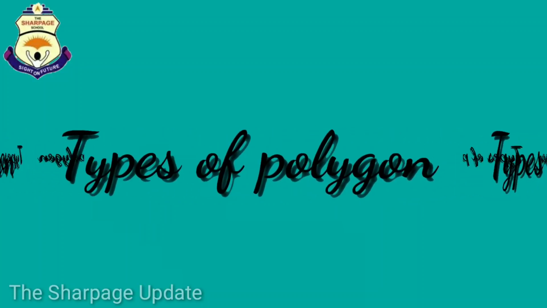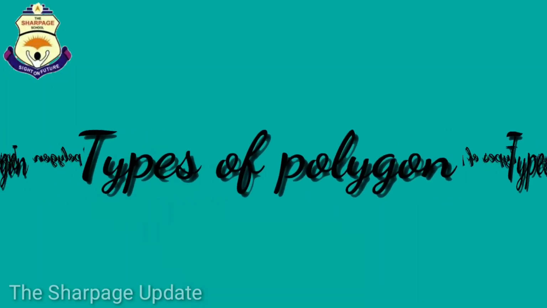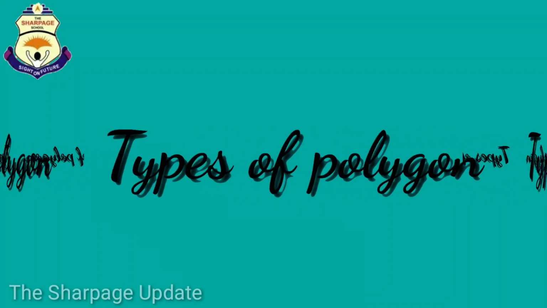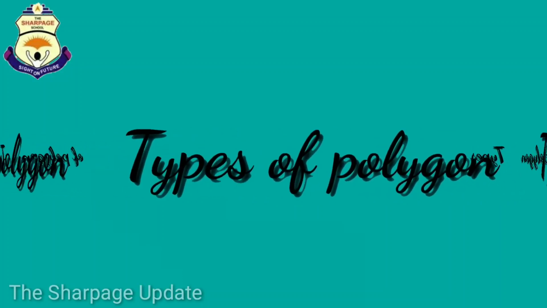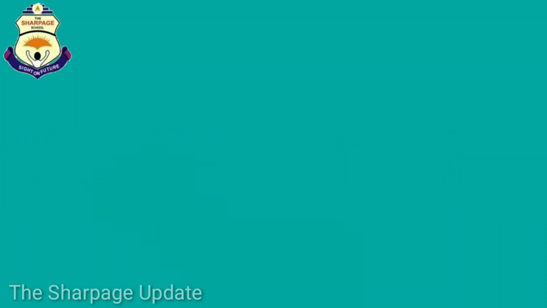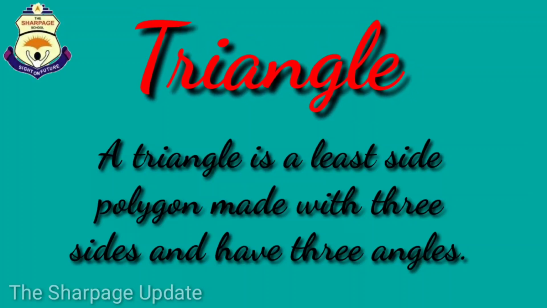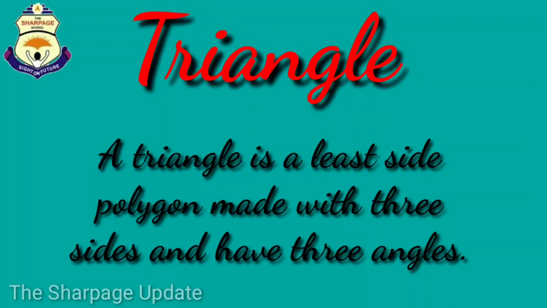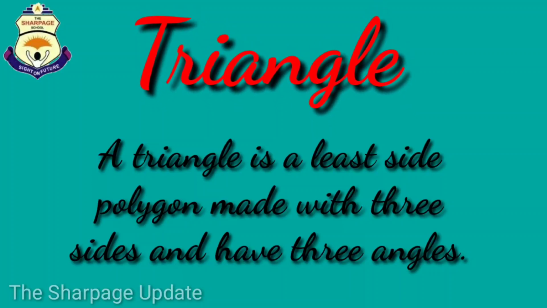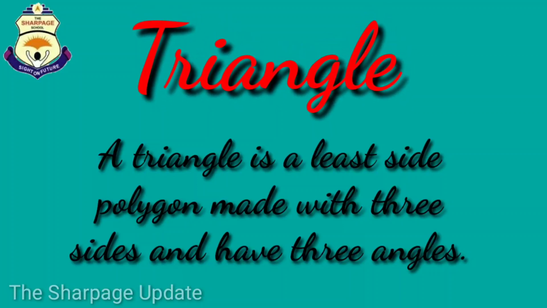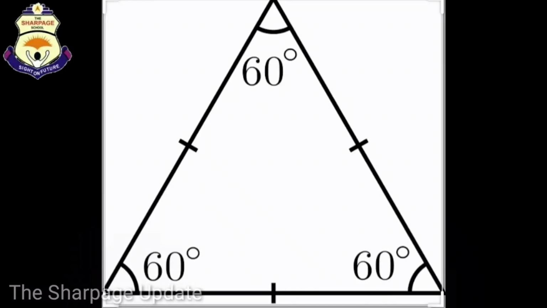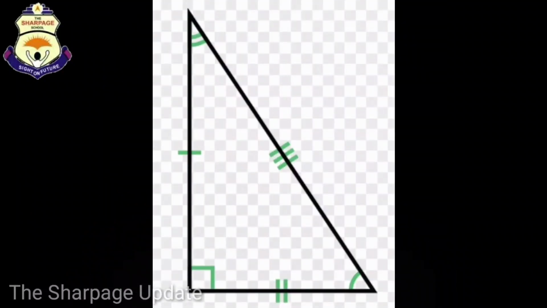Now we are going to discuss different types of polygon. Polygons are classified based on the number of sides they have. First polygon is the triangle. A triangle is the least-sided polygon, made with three sides and having three angles. In triangles, an example of a regular polygon is the equilateral triangle, and an example of an irregular polygon is the scalene triangle.